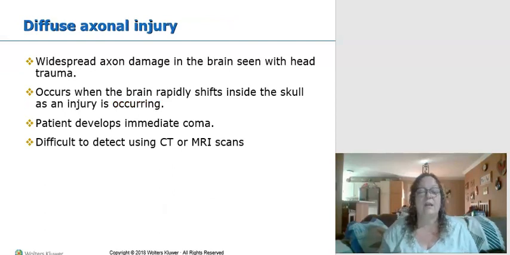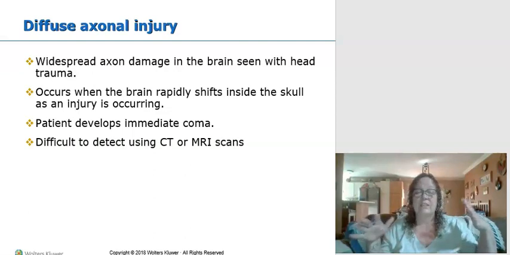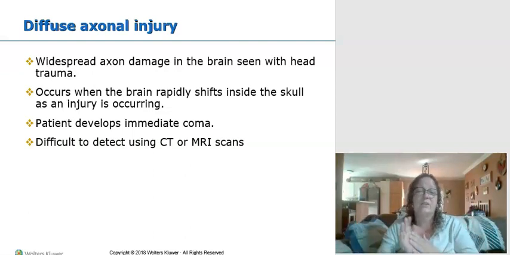So diffuse axonal injury, this is a brain injury in which scattered lesions in the white matter tracts as well as the gray matter tracts occur over a widespread area. DAI is one of the most common and devastating types of traumatic brain injury and is a major cause of unconsciousness and persistent vegetative state after severe head trauma.